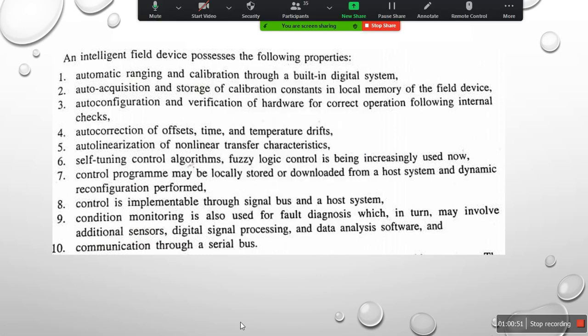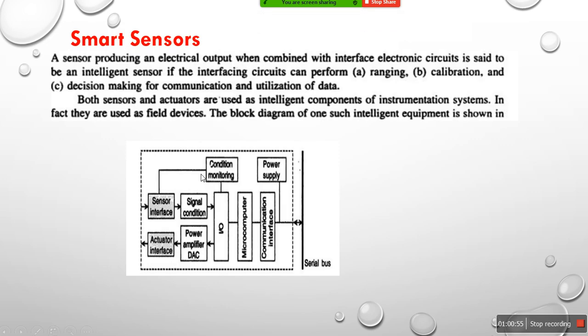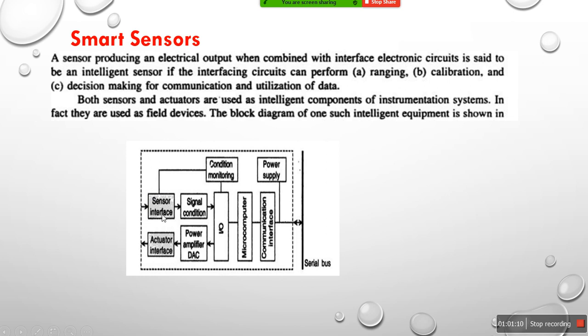See, I think I have discussed smart sensors, whether you have missed or not. I have discussed only this particular part, where the smart sensors produce an electrical output, and also have to have these facilities: ranging, calibration and decision making. And these are the internal structures for the smart sensors. It consists of the sensor interface, the actuator interface and signal conditioning, power amplifier, input output microcomputer and communication interfaces. All these are the different parts which are present inside the smart sensors.